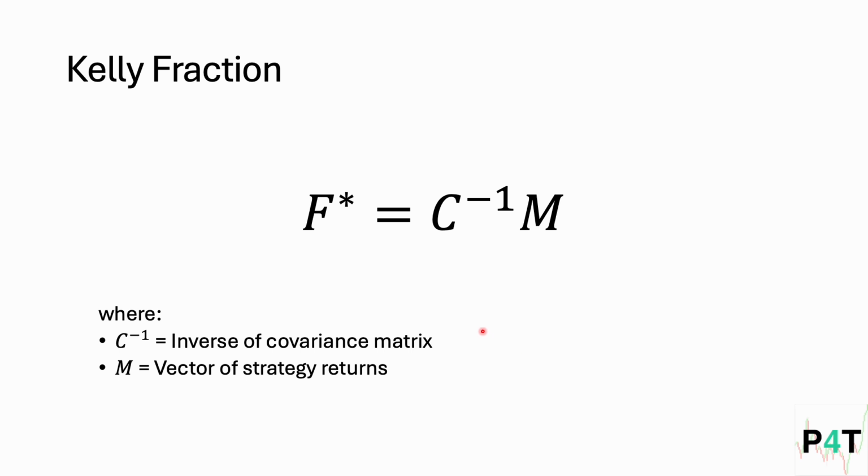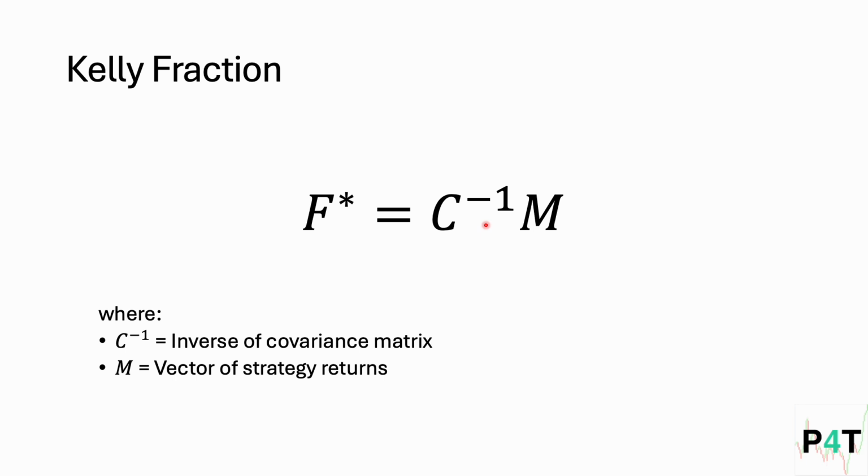So with that understood, this is the equation for the Kelly formula. On the left here, we have our F star. That is our list of Kelly fractions that we talked about earlier. And then on the right-hand side here, we have an expression C to the minus 1 times M. So C here is going to be our covariance matrix. And this minus 1 here isn't an exponent. It actually means inverse. So we're going to take the matrix inverse here.